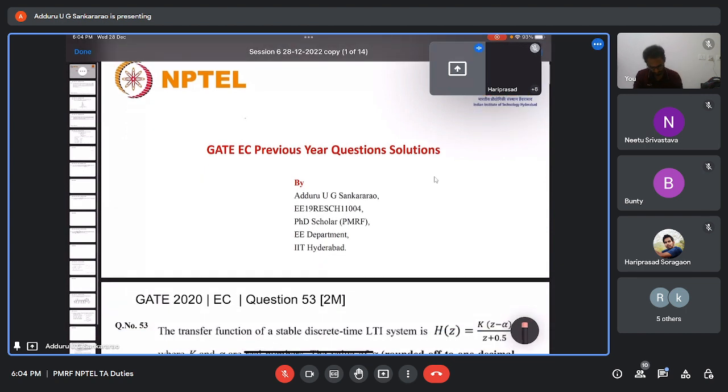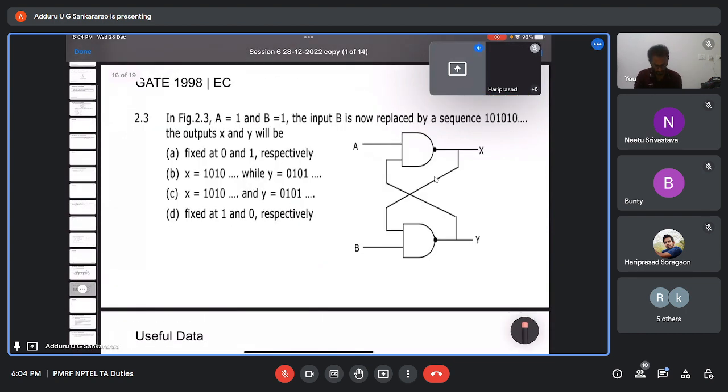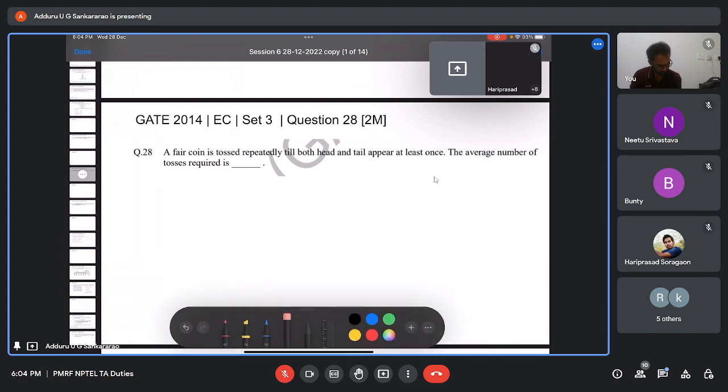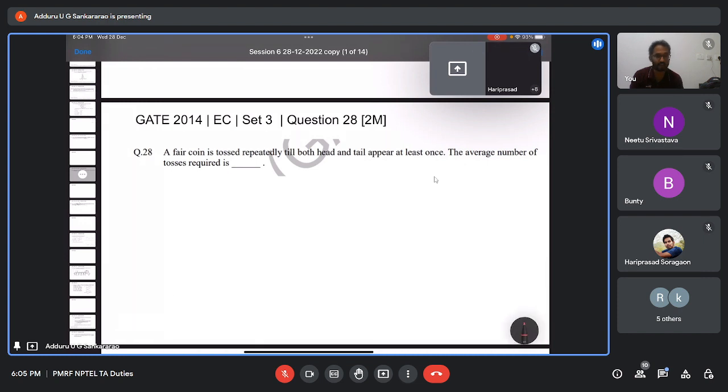So some of you have asked a few problems. Let us solve some of them, and then we will try to see other problems. So this question was given in GATE 2014 ECE set 3 for 2 marks. The question is as follows. A fair coin is tossed repeatedly till both head and tail appear at least once. So the average number of tosses required is. So the question is, a fair coin is tossed till both the head and tail appear at least once.